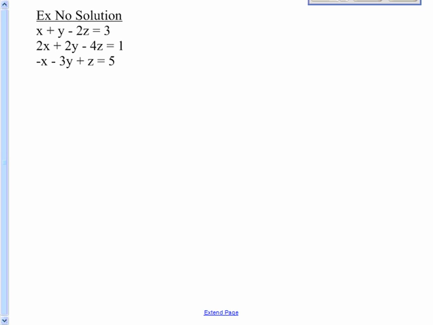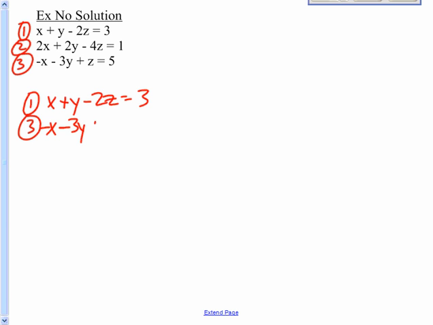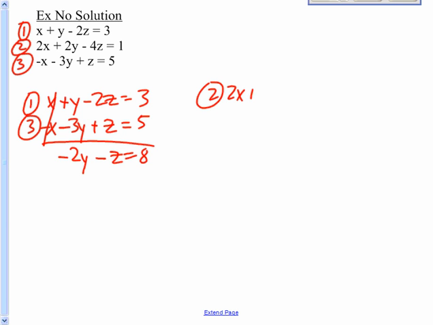Let's pick a couple here, 1, 2, or 3. Let's eliminate a variable. I'm going to pick 1 and 3 because my x's naturally eliminate here. So I got negative 2y minus z equals 8. Now I have to use equation 2, and I have to get rid of x. I could use 1 or 3, but I'm going to pick 3 here: negative x minus 3y plus z equals 5.